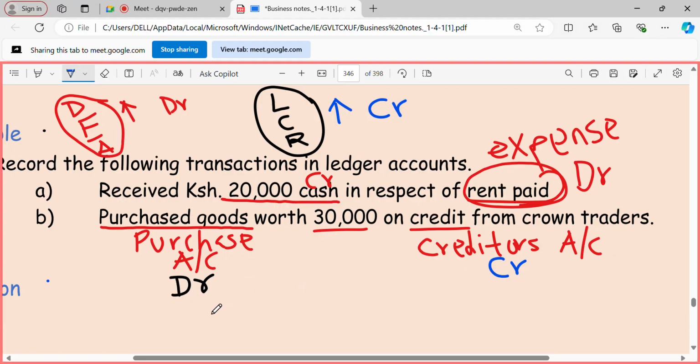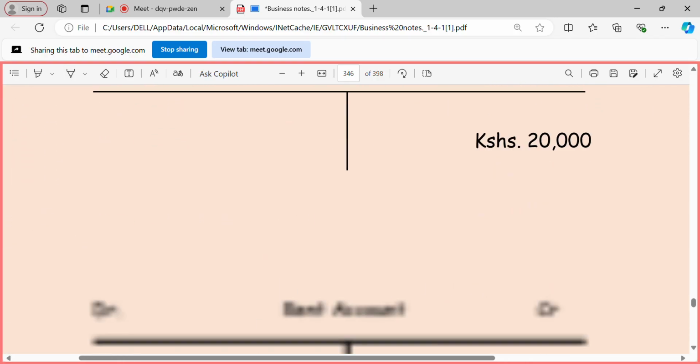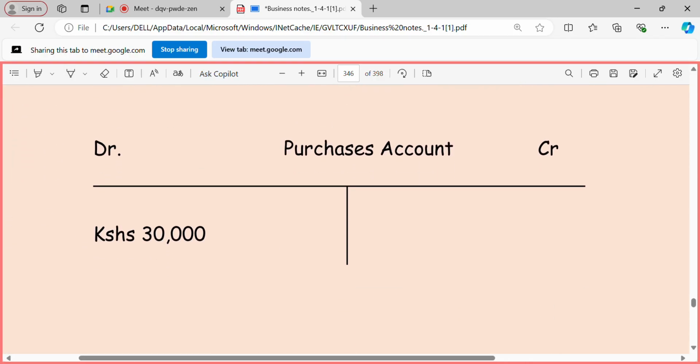And what happens to the credit? Credit is liability. Credit, vitu za deni ni liability. Liability ni vitu za deni. Now, when liability increases, because when you buy something on credit, the amount of loans and debts that you have has increased. So now that they have increased, it means that you are going to credit. So automatically this one you are going to credit. So you're going to have those two accounts.